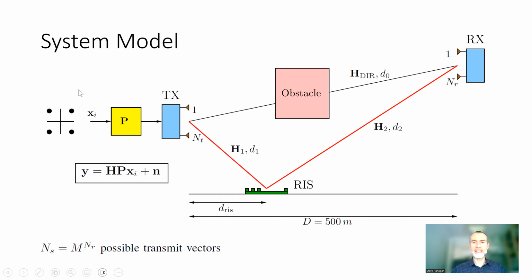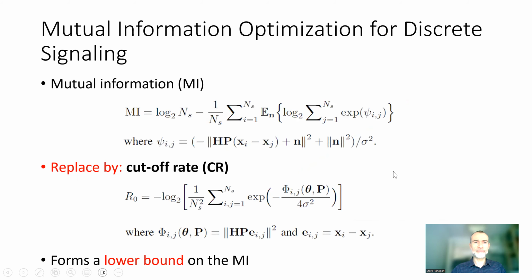Instead of assuming Gaussian signaling to get the maximum achievable sum rate, we're going to take a more realistic model where we've got some, let's say, QAM constellation, and we're going to use some kind of precoder here before the transmission. So the thing about this is that there's a very large number of possible transmit vectors. There's a discrete set, but a very large number of possible transmit vectors. So how do we deal with optimizing the sum rate in this case?